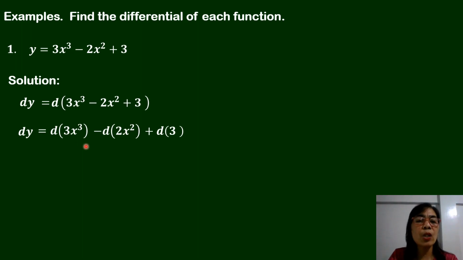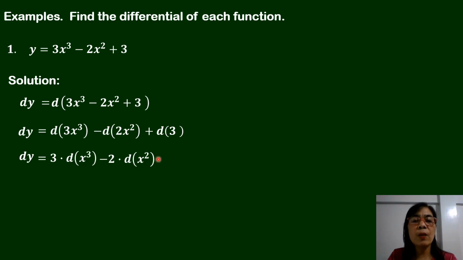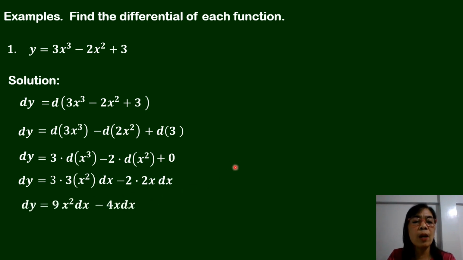So we apply the differential of a product. Since 3 is constant, we just write it outside. Then the differential of x cubed minus the differential of 2 times x squared. So we write 2. Then we have the differential of x squared. The differential of 3, since 3 is constant, is 0. So simplifying further, we have here 3 times the differential of x cubed. We apply the power formula, that will be 3x squared times the differential of x, minus 2 times the differential of x squared, which is 2x dx. So we now have our differential of y equal to 9x squared minus 4x times dx.